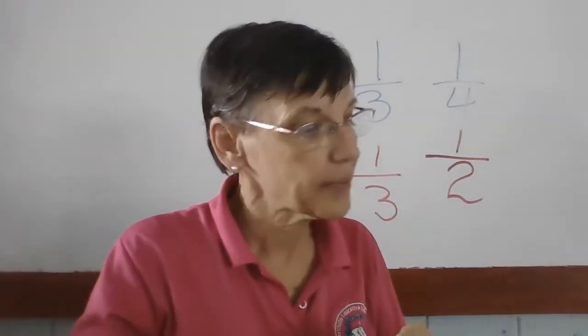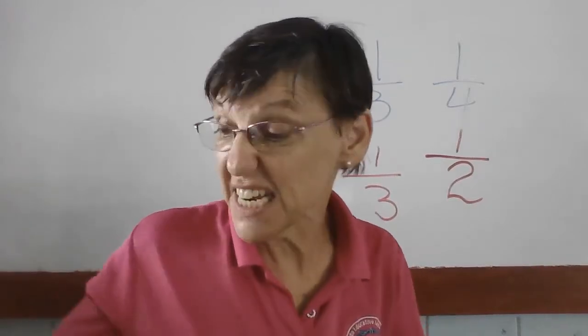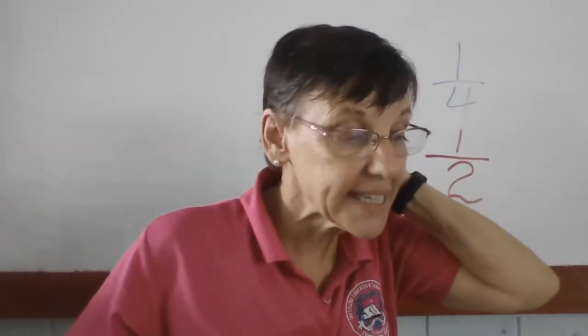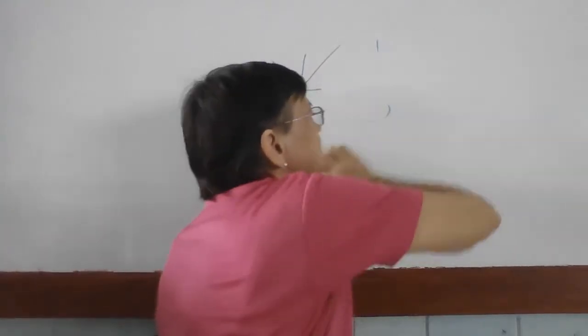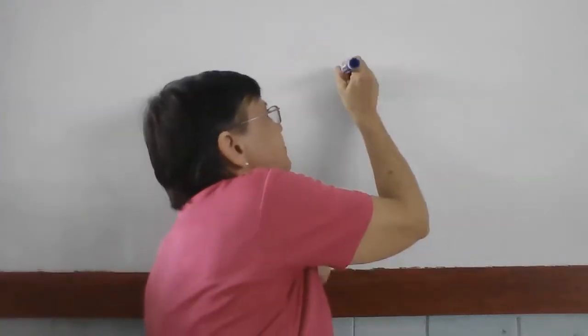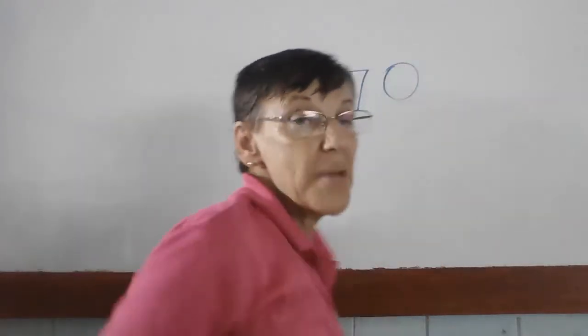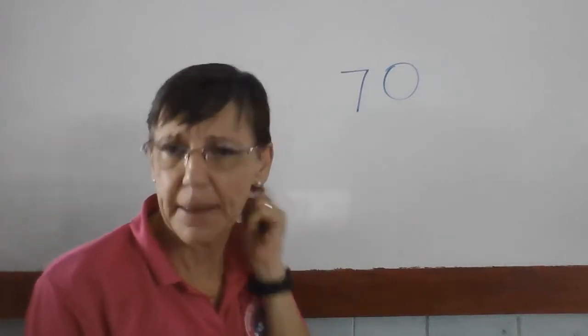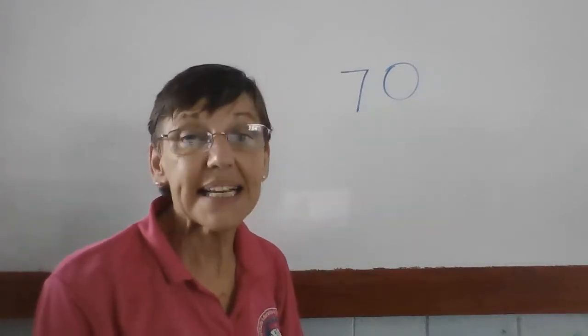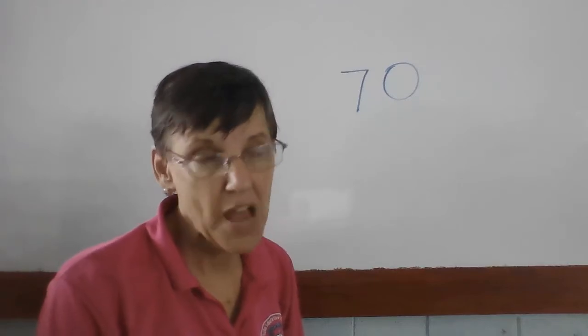You ready? Alex had 70 cents. 70 cents. Let's write that up on the board. Alex had 70 cents. He went to the store. Let's say he had 70 cents. Let's say he had 70 lempiras. Easier for you. Alex had 70 lempiras.